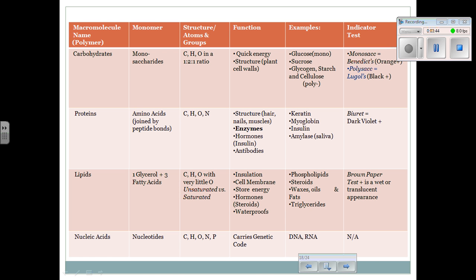Waterproofs are also used for lipids. Different examples are phospholipids we find in the cell membrane, steroids, waxes, oils, fats, triglycerides, all different kinds of lipids.